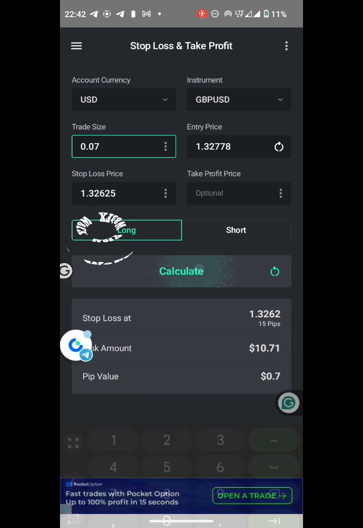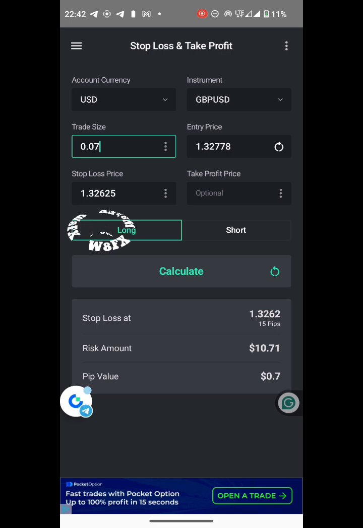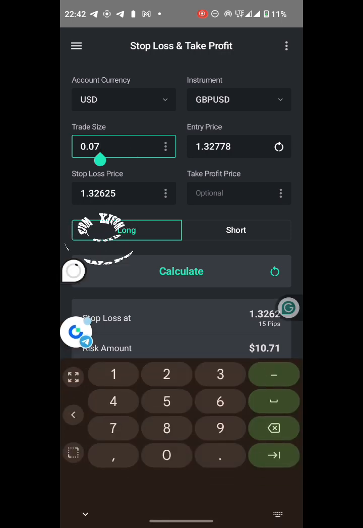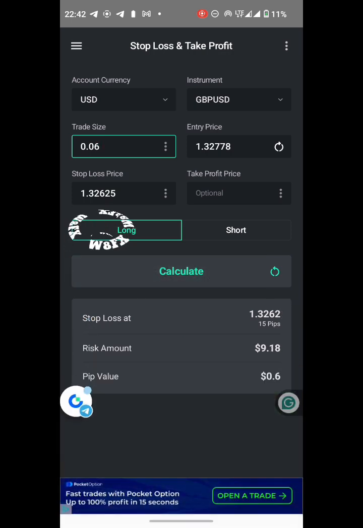0.07. You can just do it like this. Let's do 6. Okay, good. This one is better. So you can just use 0.06 for each of the.